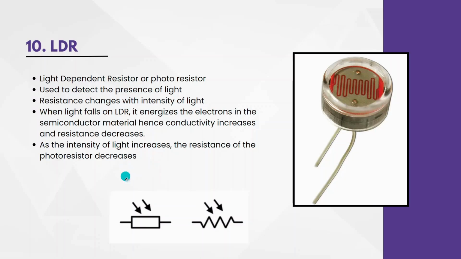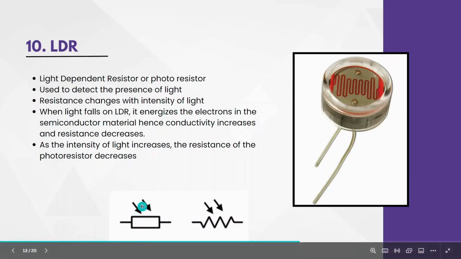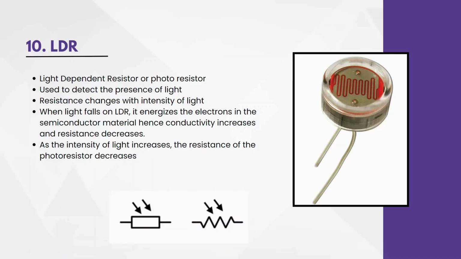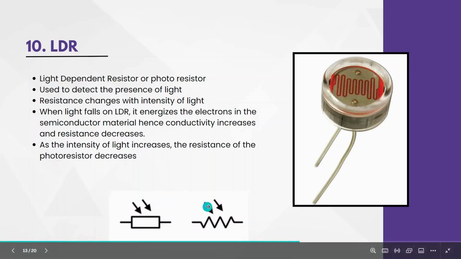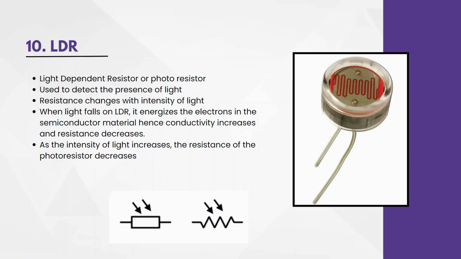And that is the reason we have given an arrow mark into the component, whereas in the LED, the arrow mark was coming out of the component, which means it emits light. But an LDR takes in light, and that is why the arrow marks point into it. So if I'm drawing two arrow marks into a resistor, it means it is an LDR.